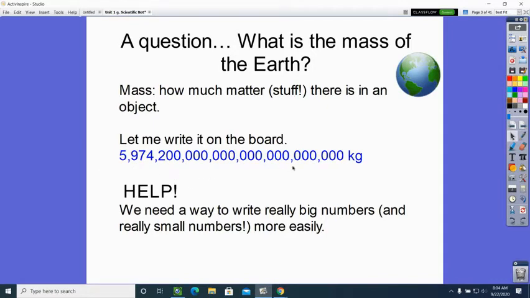And this is how many kilograms there are. It's 5 septillion, 974 sextillion, 200 quintillion. Help! Who wants to write that? Who wants to type that over and over again? The chance of making a mistake are great trying to figure out what that number is. So we need a way to write really big numbers like this and really small numbers more easily. And that is what is scientific notation.